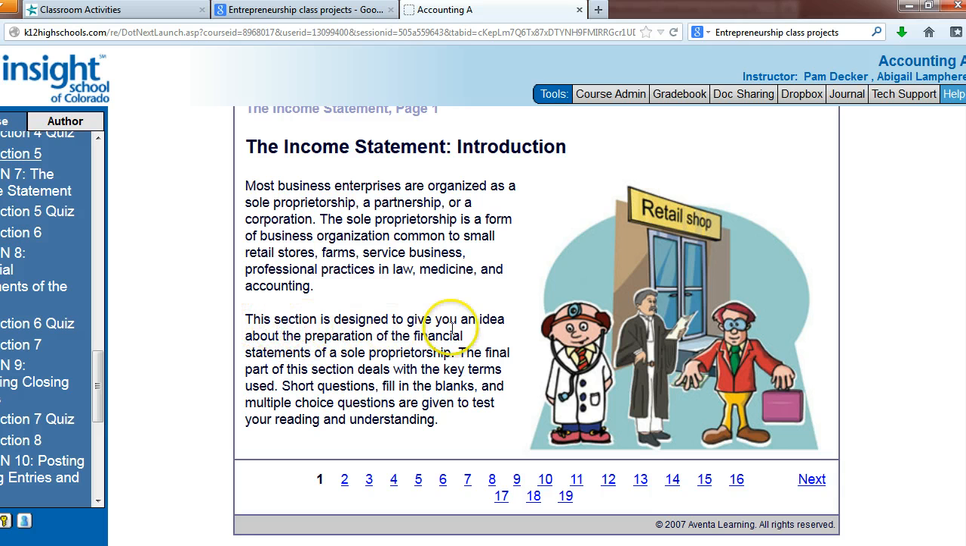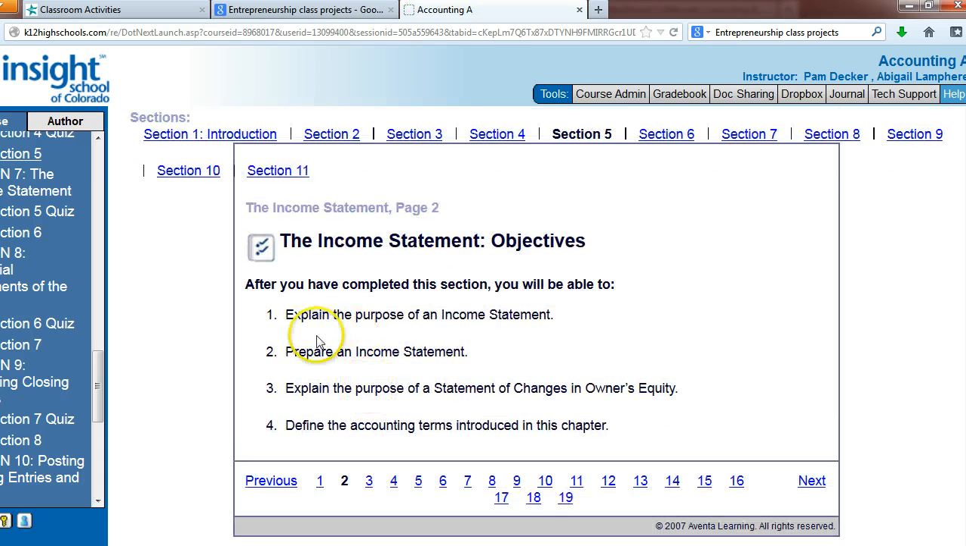And in this section, we're going to talk about the preparation of financial statements for the sole proprietorship. So before, the accounting worksheet that we worked on was more for a partnership or a larger business. Now we're going to look specifically at a sole proprietorship and preparing the financial statements for that. And we're going to go over some key terms and make sure you are ready for the quiz for this section. In this video, we're going to talk about the purpose of the income statement.